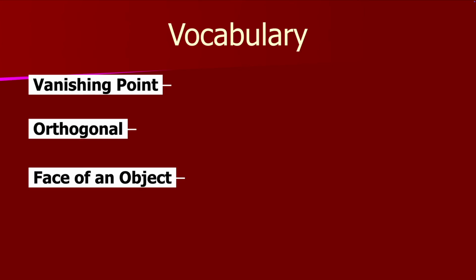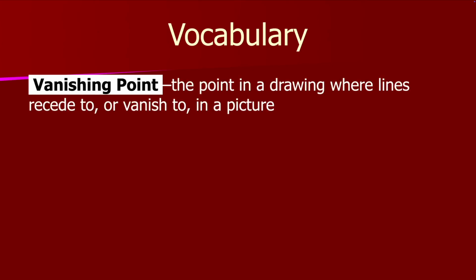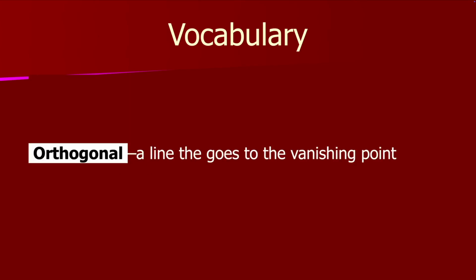So our vocabulary words: vanishing point, orthogonal, and face of an object. The vanishing point is the point in the drawing where the lines recede to or appear to vanish to. Orthogonal, it's just the name for a line that goes to the vanishing point. Tap into what you already know. This word is almost familiar. We know terms like diagonals, horizontal, vertical. Well, this now is another term that describes a line. And in this case, it describes a line that goes to the vanishing point.